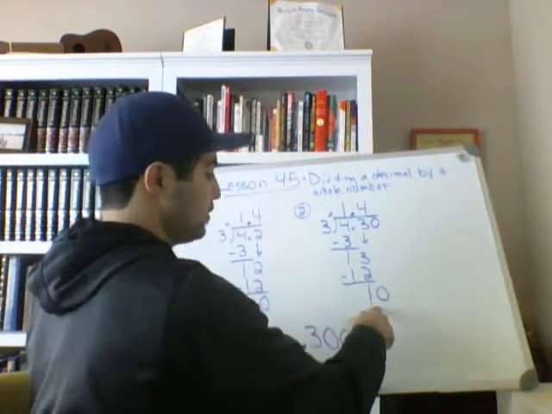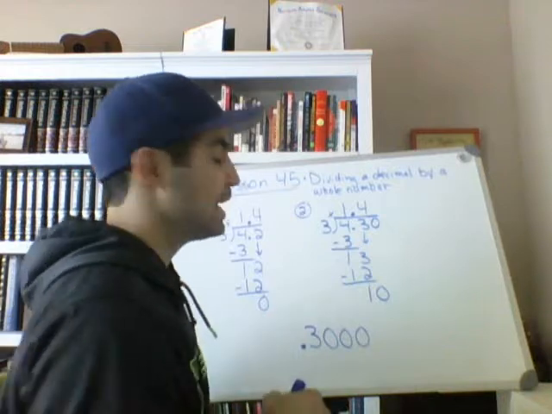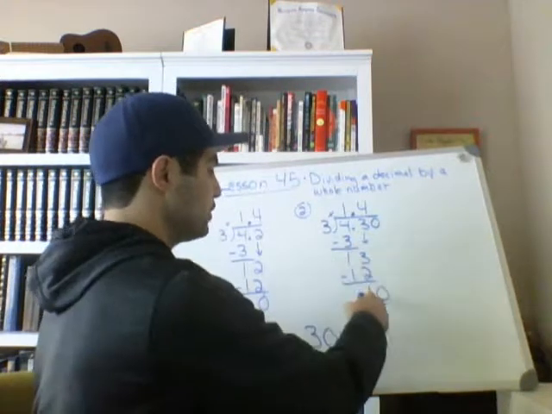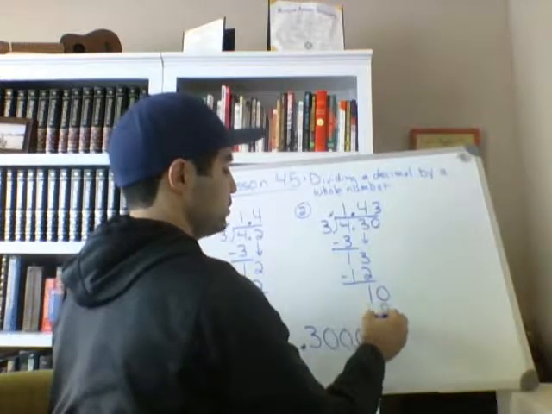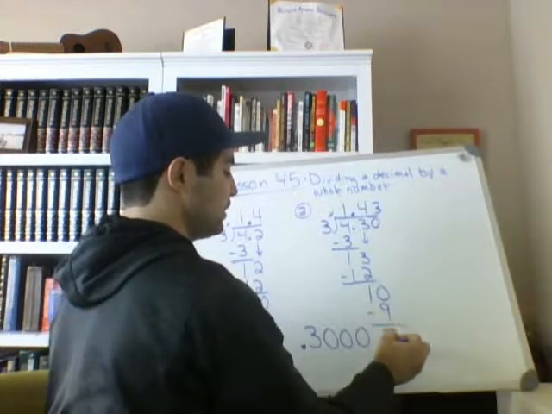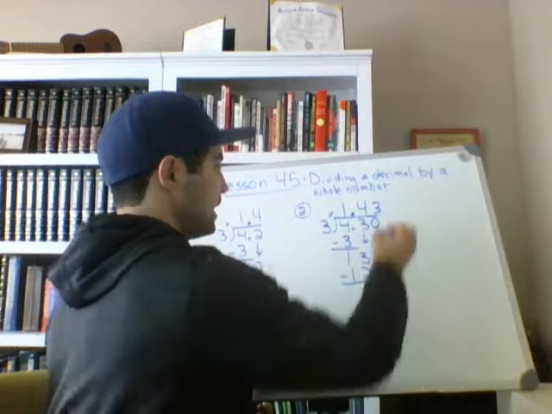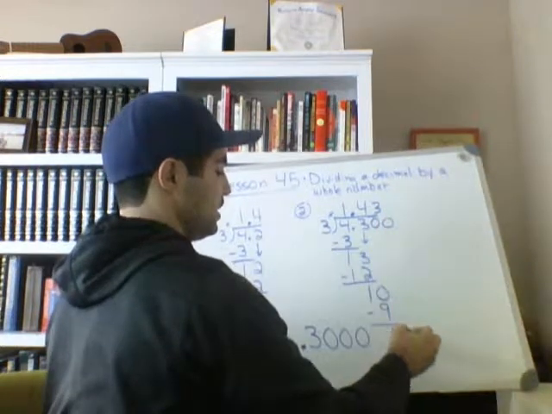How many times will 3 go into 10? Now I can do these problems. 3 will go into 10 3 times. 3 times 3 is 9. Subtract. You have 1 left over. Okay? I can add another 0. Bring another one down.